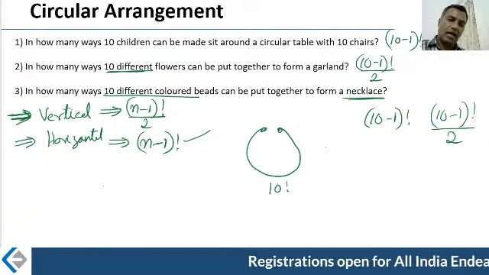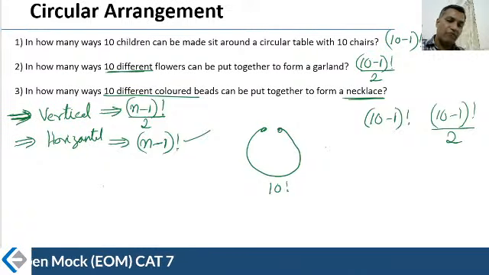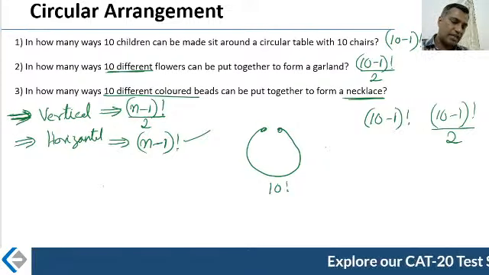A garland, when you buy it from the shop, is circular in nature. A necklace is not circular. Think about the way we wear it: while wearing, it's not circular. It is linear. Therefore, it is 10 factorial.